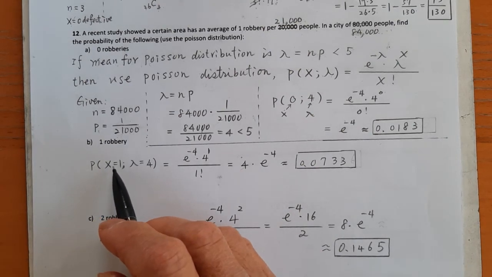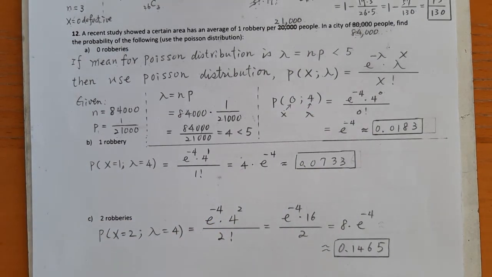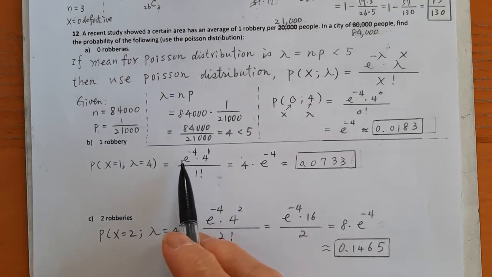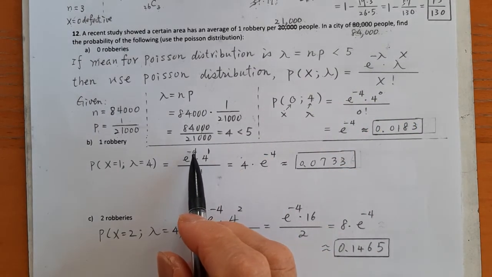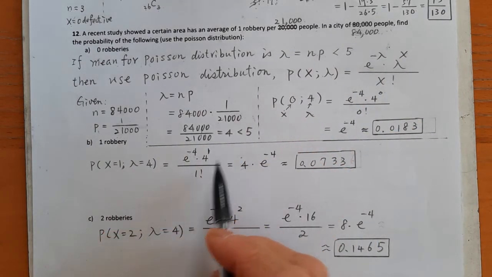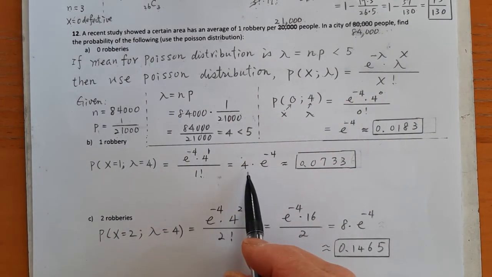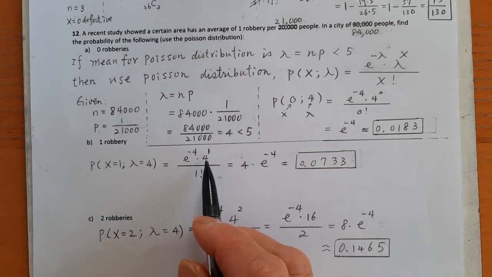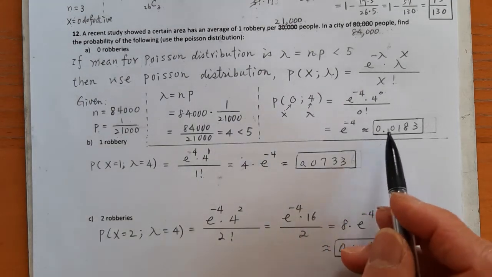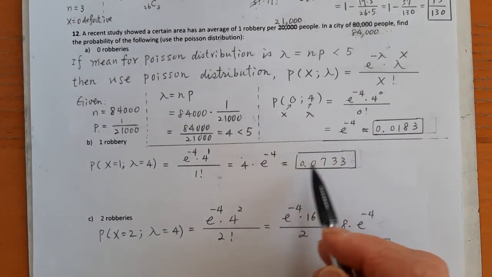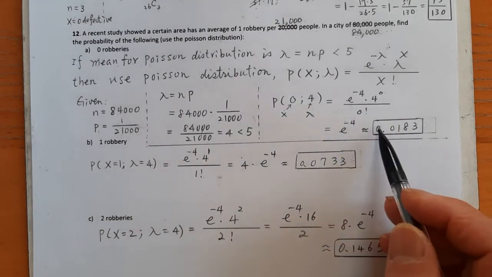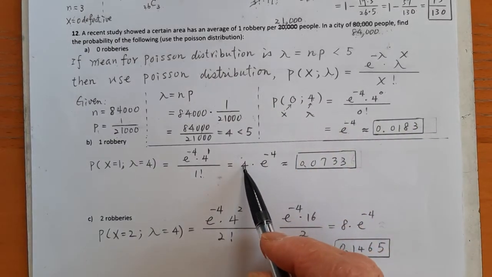Next one, when x equals 1 robbery and lambda equals 4, plug into this formula. E to the power negative lambda, lambda is 4, times lambda to the power x, x is 1, over 1 factorial. 1 factorial is 1. 4 to the power 1 is 4. So it's 4 times e to the power -4. E to the power -4 is this number, times by 4. You got this number.